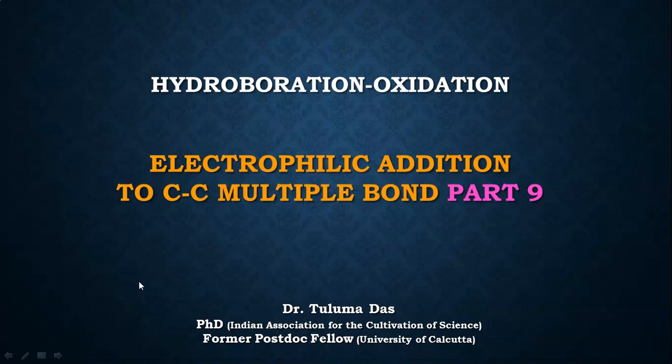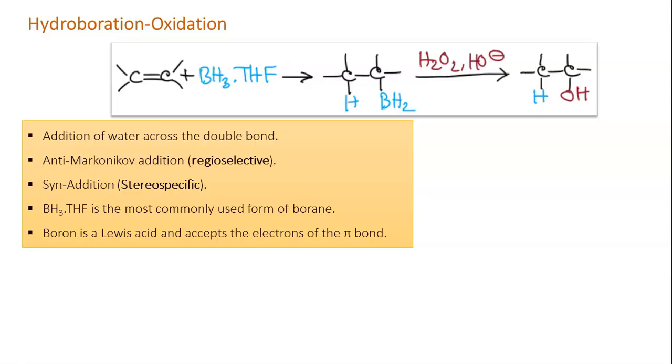So today's topic, that is part 9, hydroboration oxidation, this is also net addition of H and OH, but here we will use some boron reagent, and the next step there will be oxidation, but ultimately it is the net addition of H and OH. So this is also as if one type of hydration. So hydroboration, that is the first step, and oxidation, that is the second step.